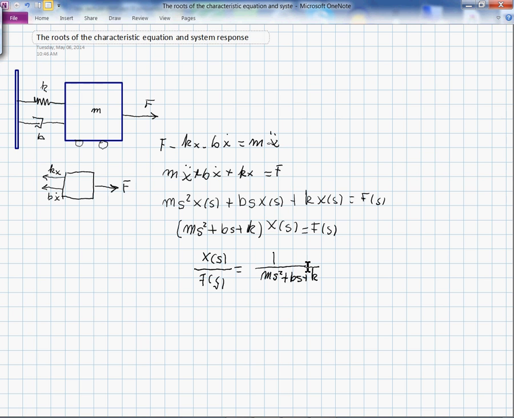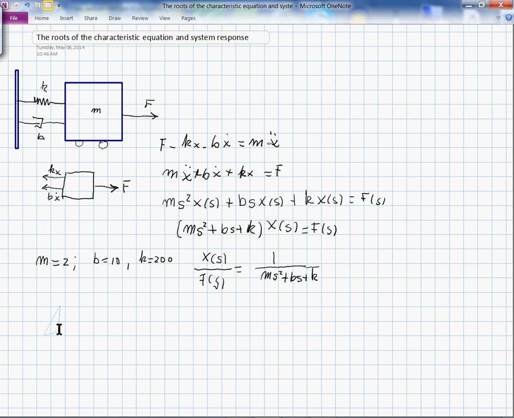So I would like to study this system and its response, so that we can reach some conclusions as to what will happen if the values of m, b, and k are different. For example, in this case, I'm going to say that m is equal to 2, b is equal to 10, and k is equal to 200.